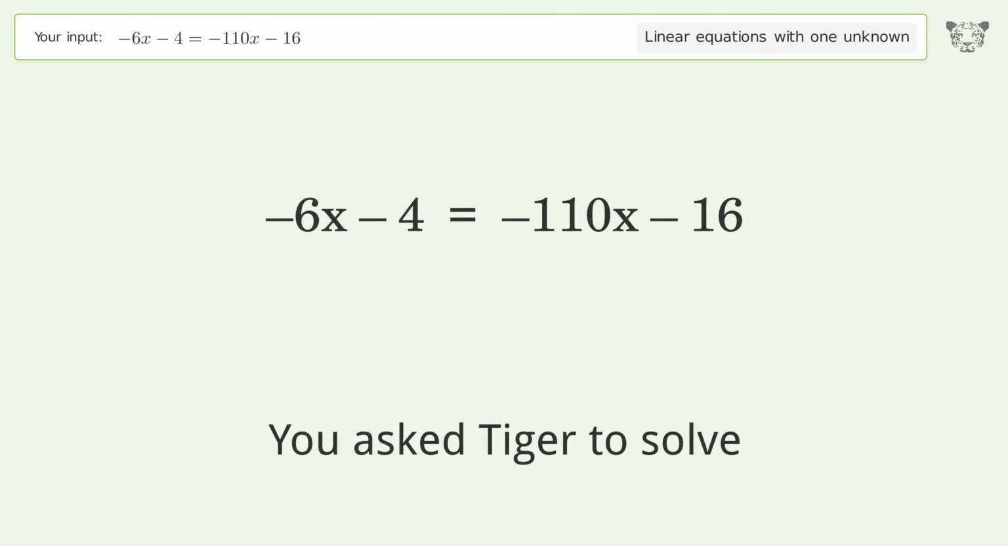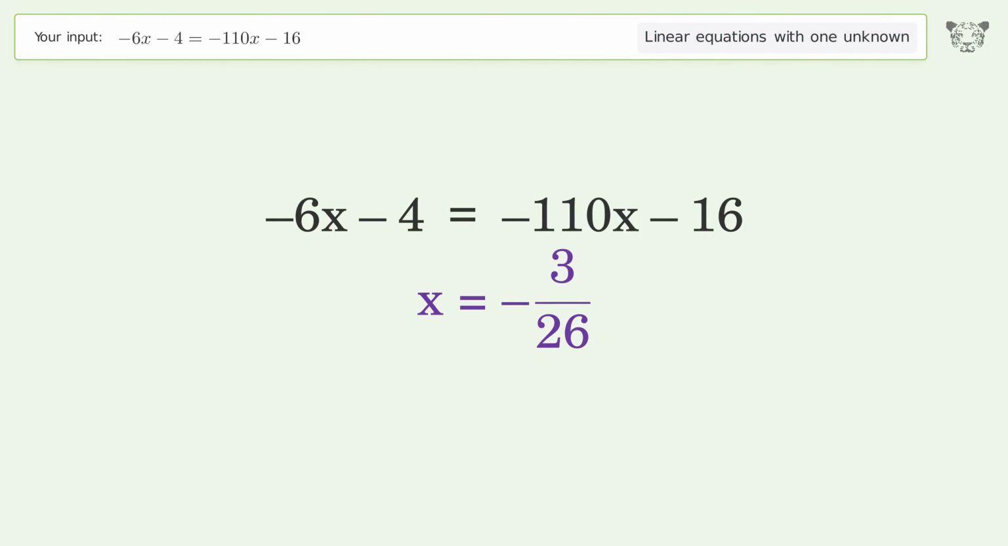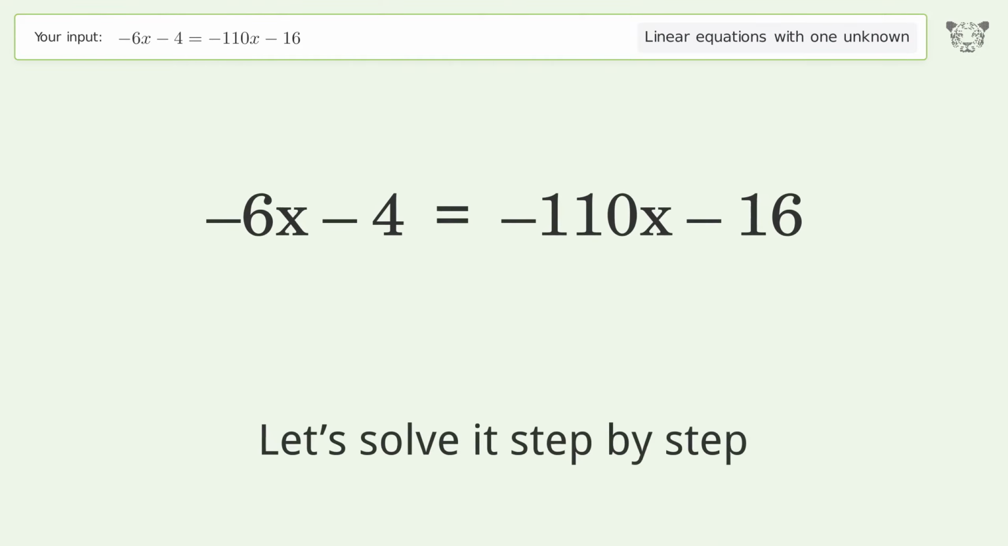You ask Tiger to solve this. This deals with linear equations with one unknown. The final result is x equals -3/26. Let's solve it step by step.